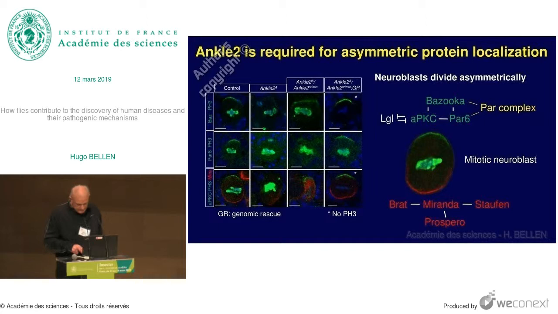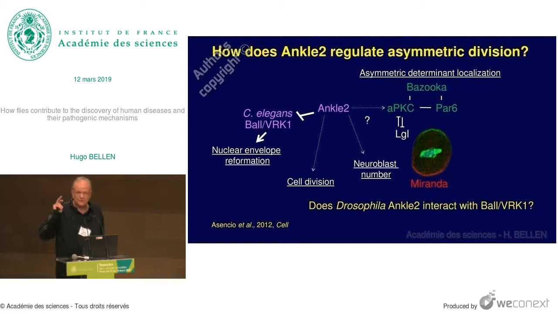So now we need to figure out what's known about ANCL2. There was only one paper about ANCL2 when we started working on this gene, and that was a paper in C. elegans that is shown here, where they argued that when you lose ANCL2, you have a gain of function of this Balkan VRK1 kinase. And so the idea is that ANCL2 suppresses this kinase, and in C. elegans, it was shown to play a role in nuclear envelope reformation.